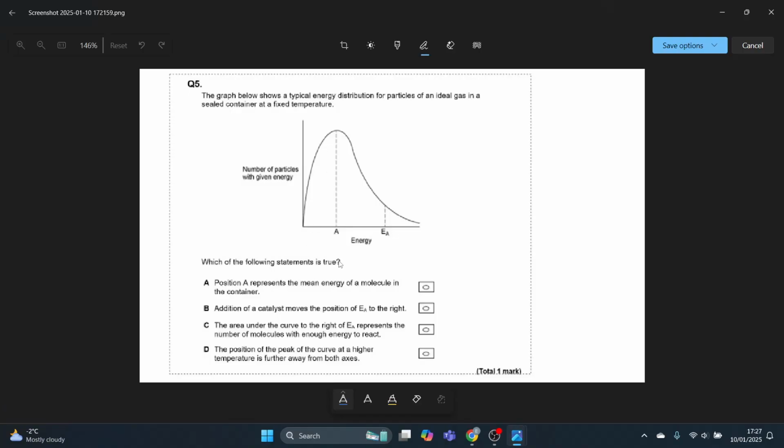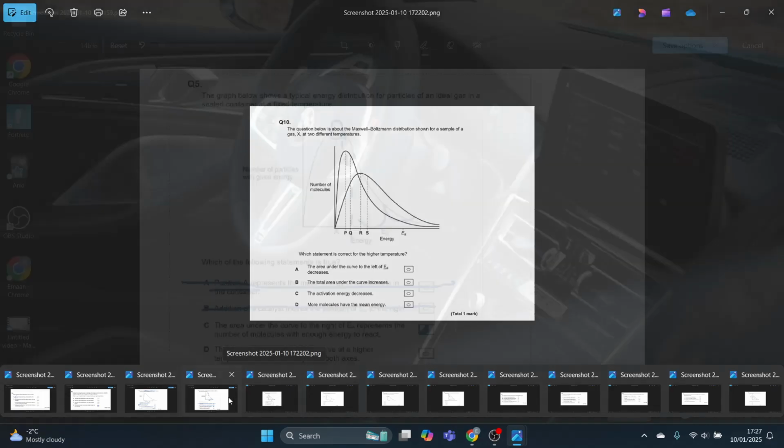Which of the following statements is true? Position A represents the mean energy. No, that's the most probable energy. The mean energy is just a bit to the right of it, so that's false. Addition of a catalyst moves the position of EA to the right. No, because a catalyst will provide an alternative pathway with a lower activation energy. So it would move to the left, because moving to the right would mean a higher activation energy. The area under the curve to the right of the EA represents the number of molecules with enough energy to react. That is true. The position of the peak of the curve at high temperatures is further away from both axes. Yeah, that's obviously going to be false.